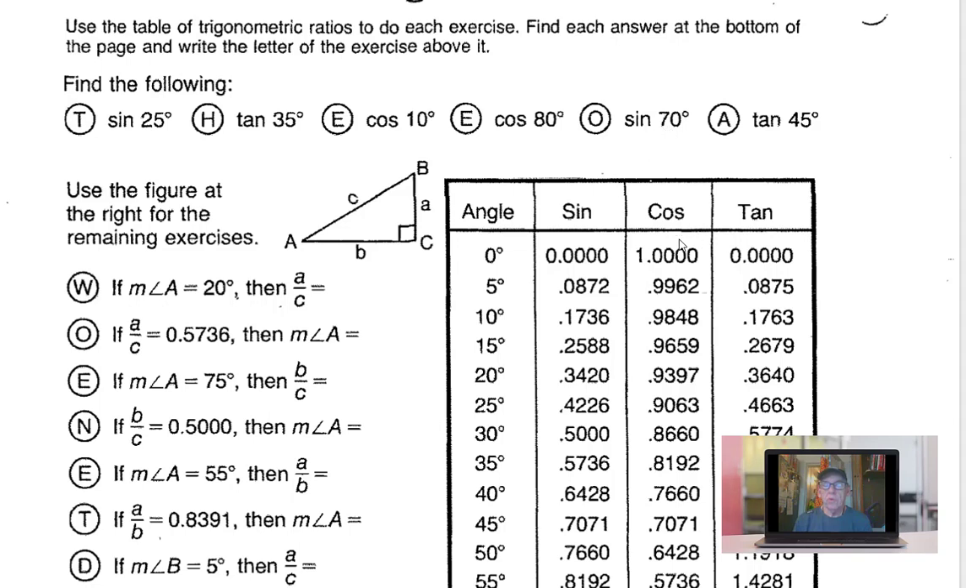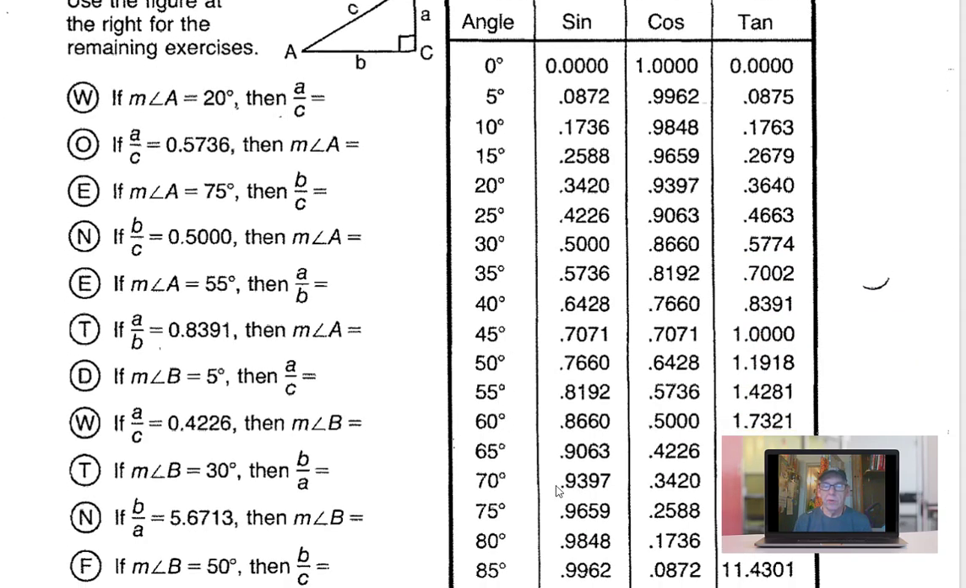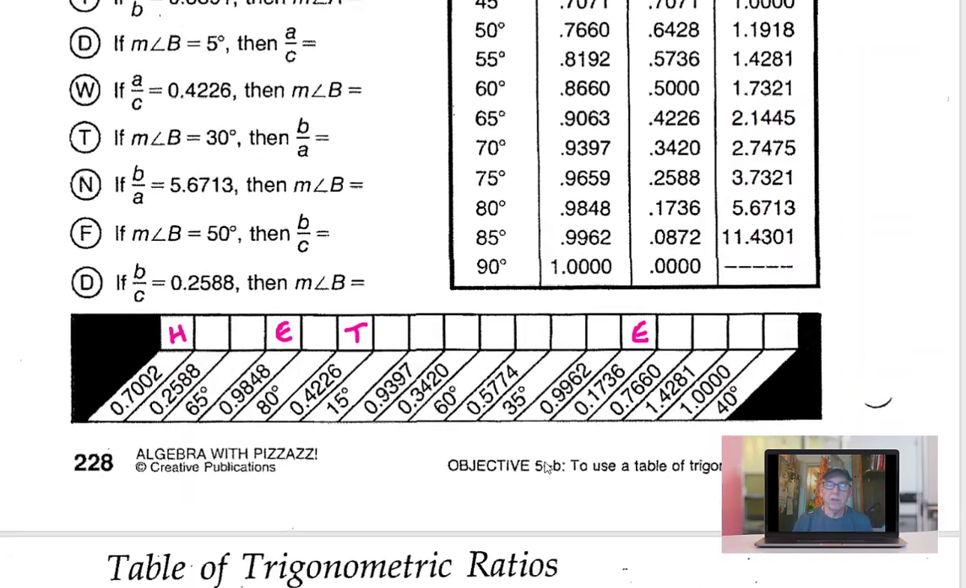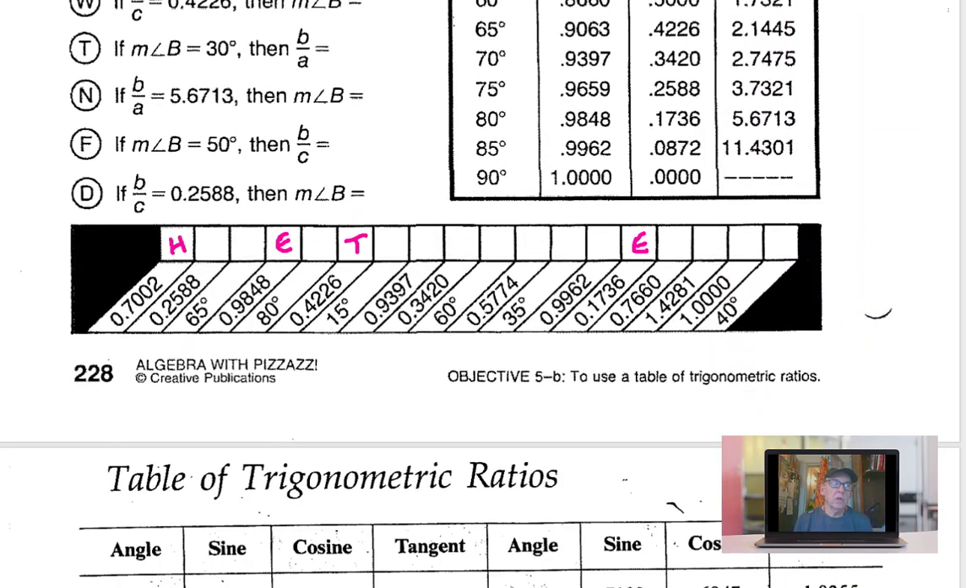Sine 70 goes with O. 70 degrees down, 9, 3, 9, 7. Sine 70, 9, 3, 9, 7. And that goes with O. So O goes in here.